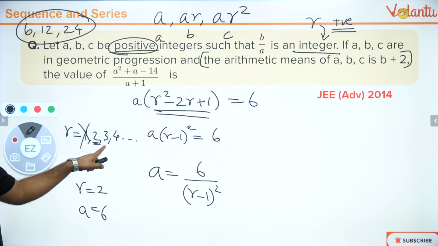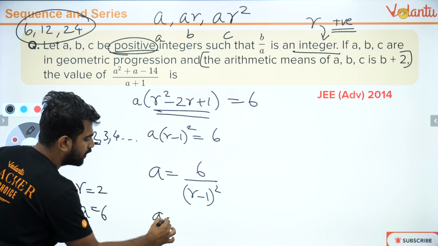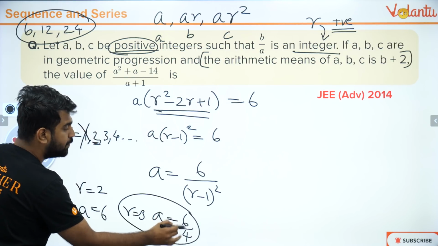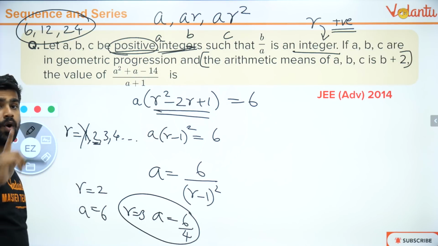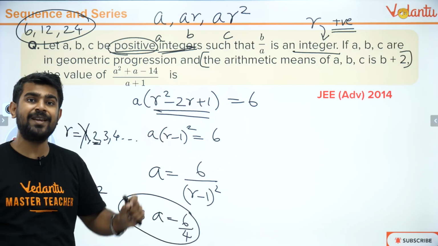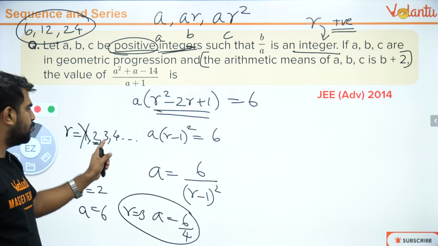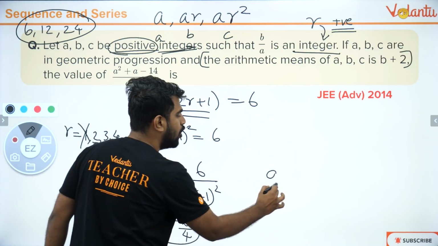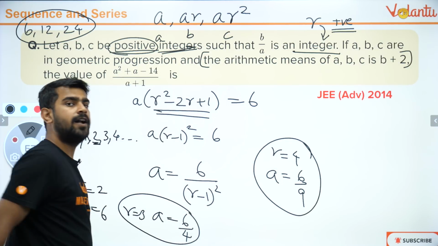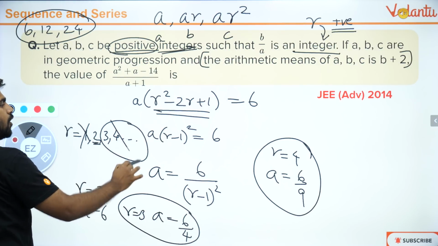If I put R as 3, what will I get? If I put R as 3, I will get A to be 6 by 4. But is 6 by 4 an integer? Nope. 6 by 4 is not an integer. We want ABC to be positive integers, which means natural numbers. Is 6 by 4 a natural number? Of course not. Put R is equal to 4. If you put R is equal to 4, you will get A to be 6 by 9. 6 by 9, is it a natural number? No. So whatever R you get beyond this is also neglected.